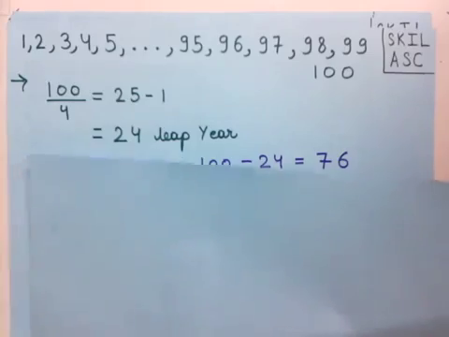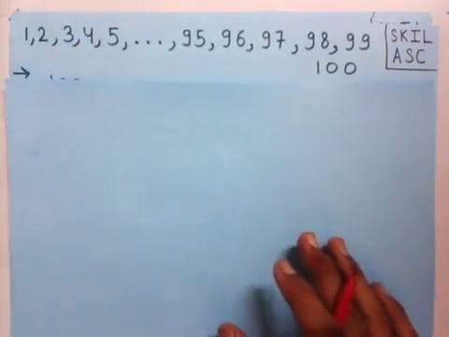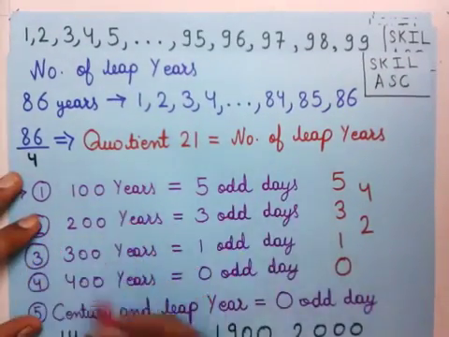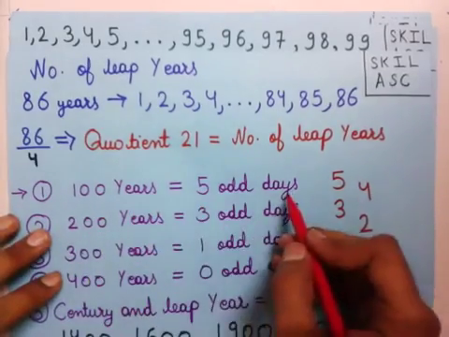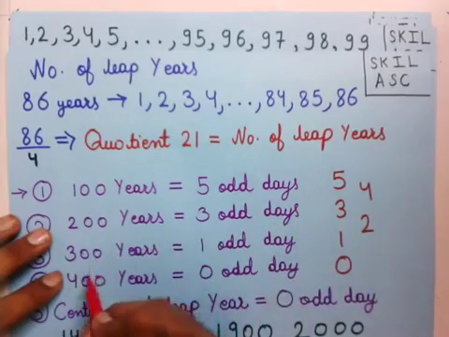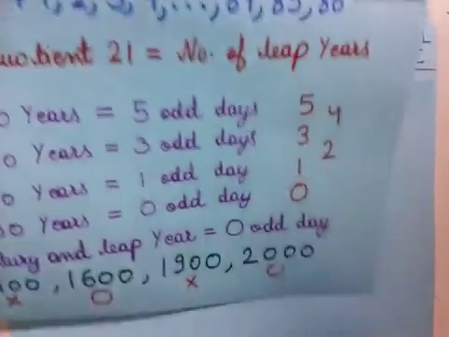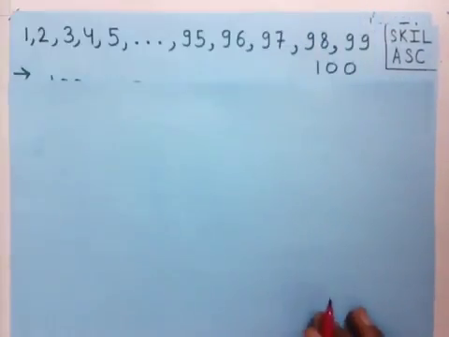Now the next thing is, you may want to know how we get this data, how we come to know that 100 years have 5 odd days, and 200 years have 3 odd days, and so on. If you want to learn this, we will explain how we get all this table. Let us see.